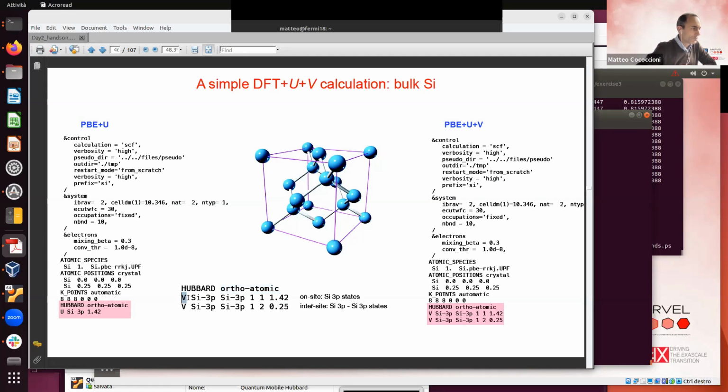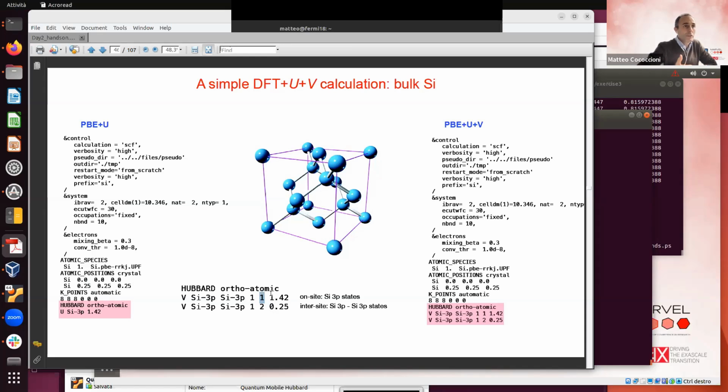So instead of U, you say you want to apply a V. And the first line is basically an on-site V, which is a U again. So you are applying a V between silicon 3p states and silicon 3p states, where the first silicon is number 1 in the list of your atoms, and the second silicon is also number 1. So you're basically applying a V between the 3p states of number 1 and the 3p states of number 1, which is exactly a U.